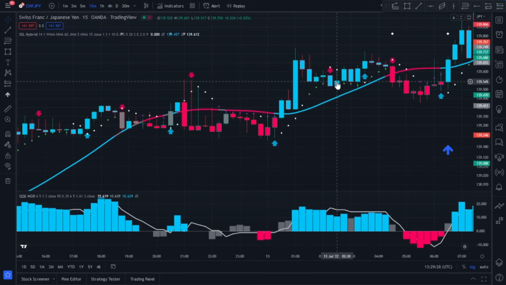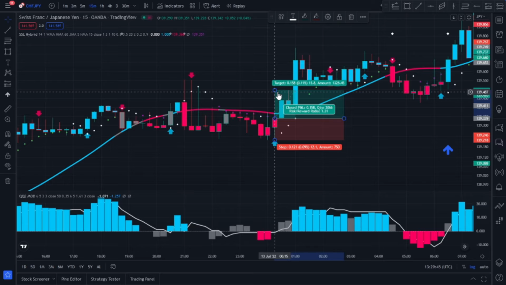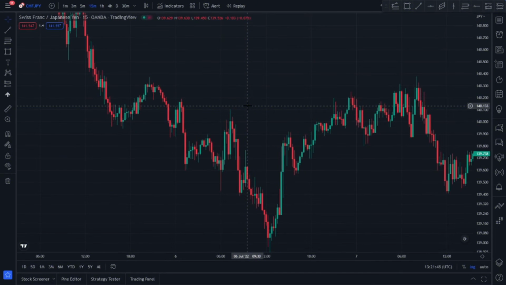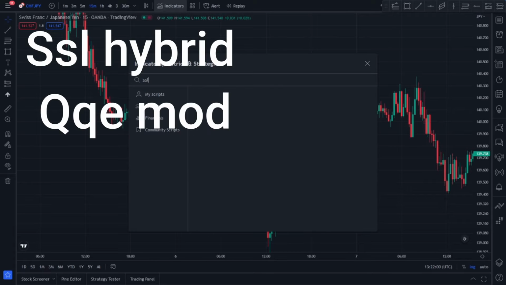The time frame of our strategy is 15 minutes, and we take a position in this time frame. Today's strategy has a win rate of nearly 80% and the risk to reward is 2. We need two indicators that we add to the chart from the indicator section: SSL Hybrid and QQE Mod.